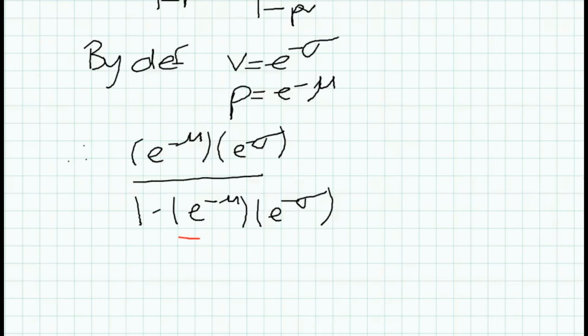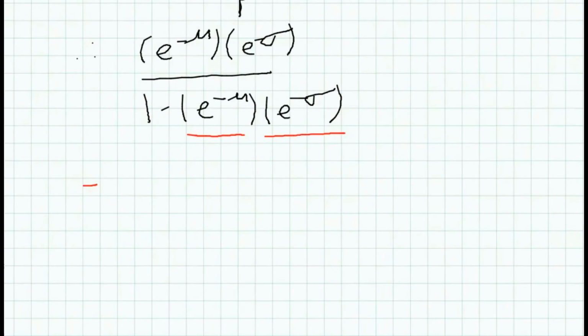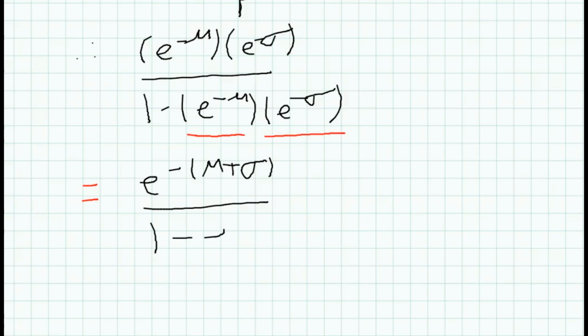Since we have e to the minus mu times e to the minus delta, and we have two terms which are e, we can add the powers. This is the end of the first derivation.